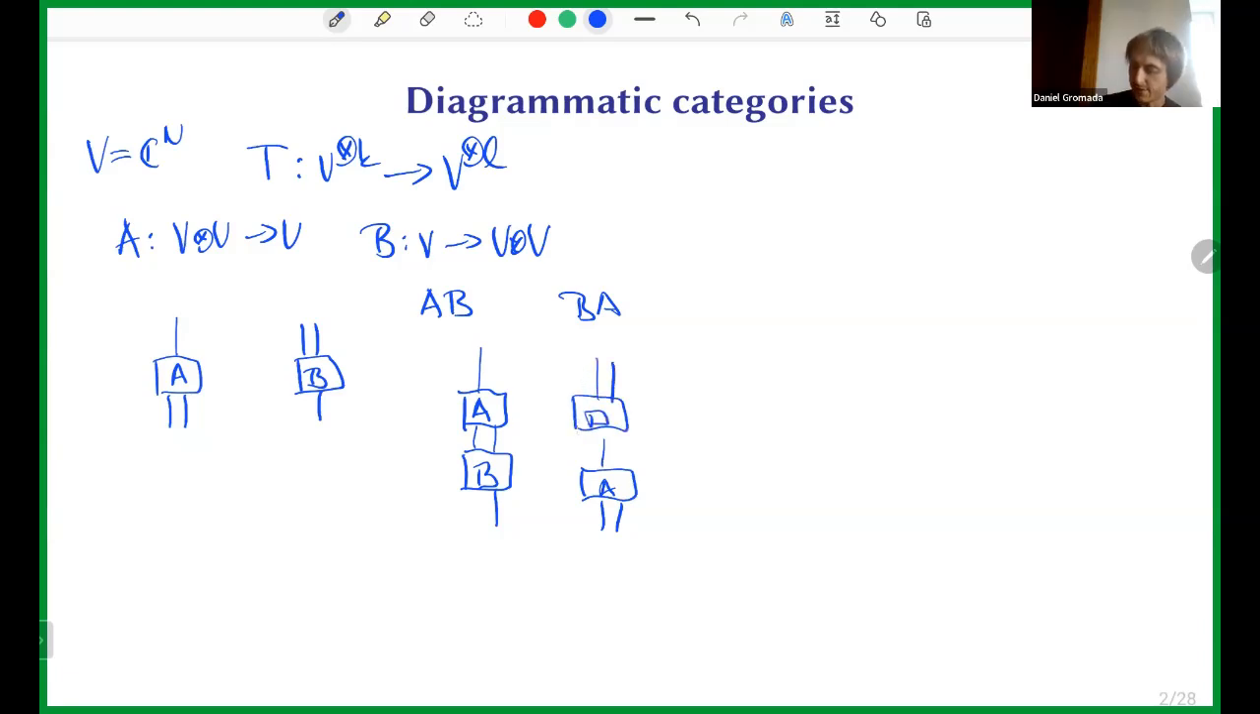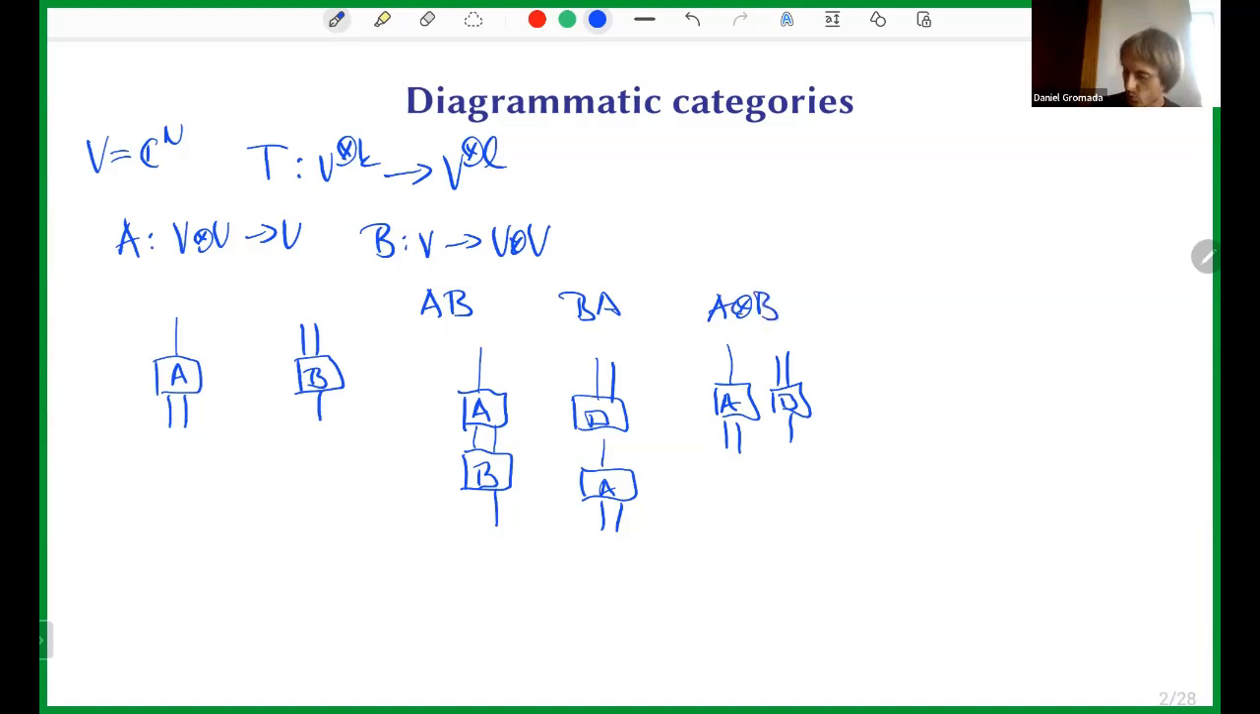But you can also do other things, like put A and B side by side. So you have here two inputs, here one input, and in total this is again a diagram which has three inputs and three outputs. What does this diagram describe? The first two wires go to A and the other one goes to B, and they are not mixed together. So this is just a tensor product, A tensor B.